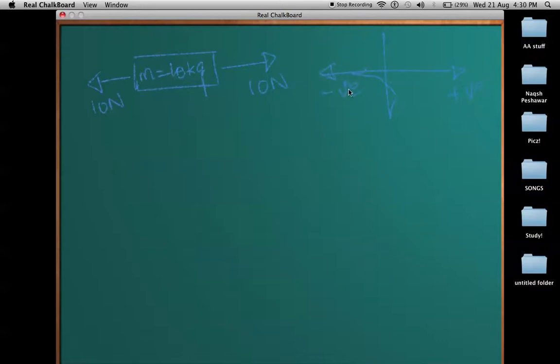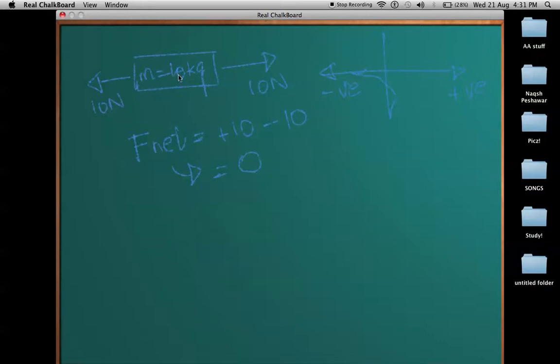Right hand as positive and left hand as negative. So when we are finding out the net force, it would simply be plus 10 right hand side minus 10 towards the left hand side. So this would become 0. The net force becomes 0. So there is no net force.